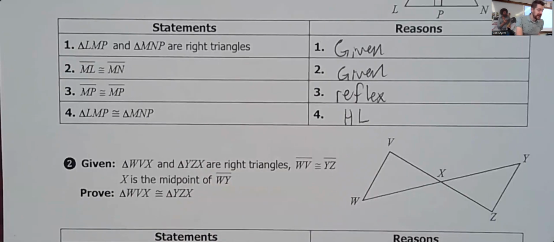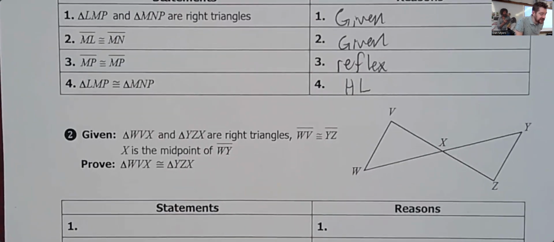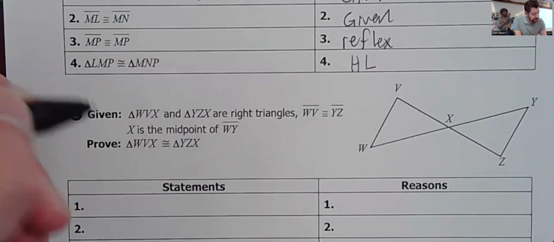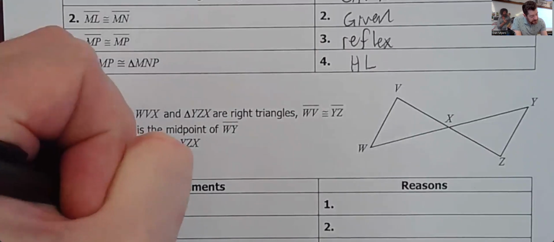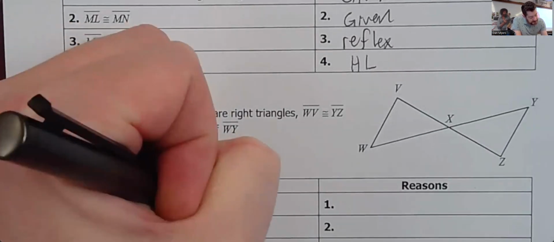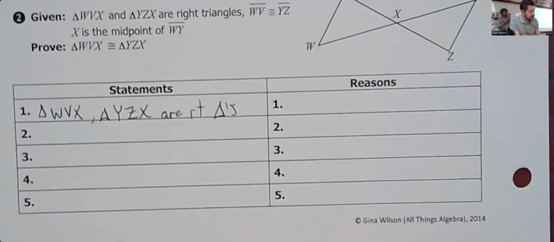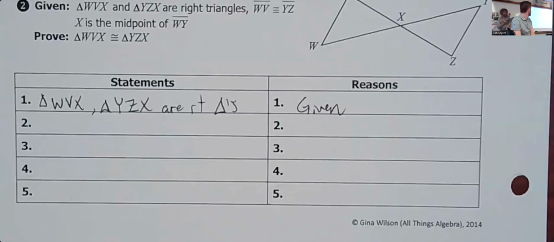All right. So here we go. Triangle WVX and triangle YZX are right triangles. Okay. So let's just go ahead and write that in. Triangle WVX and triangle YZX are right triangles. That's given. All right.